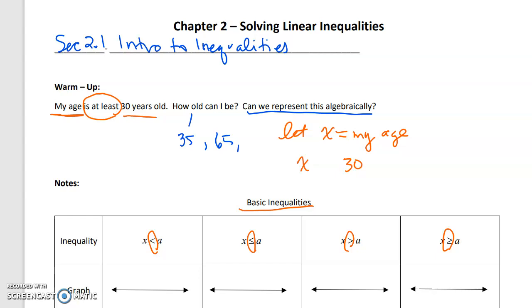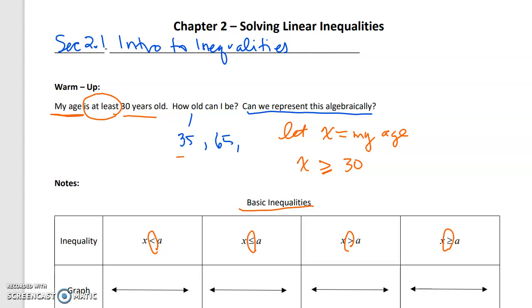So is at least, my age would be X. It would be greater than, for sure. But because we say at least 30, we could actually end up equaling 30. And so we put this little line underneath that inequality symbol.